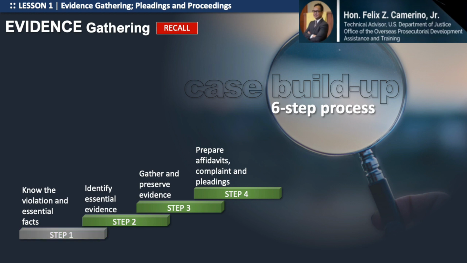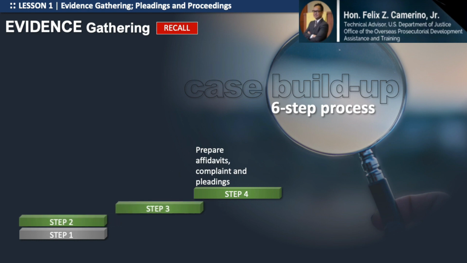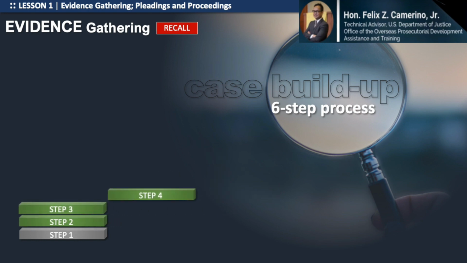All right, gray that out, and at the same time, let's organize these 3 steps, steps 2 through 4, because these are the 3 steps that would form part of the remainder of lesson 1. These 3 steps would be found in the evidence gathering topic, and in the pleadings and proceedings topic. So let's go ahead and just move those to the left, just keep them organized so we have space on our screen to work.